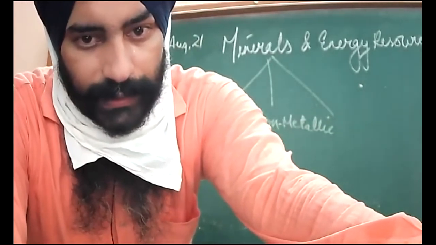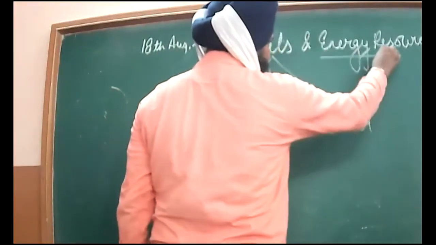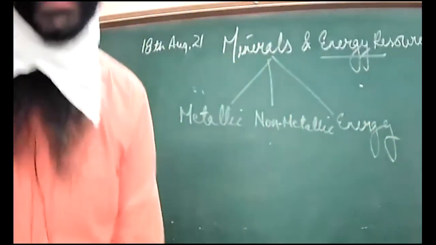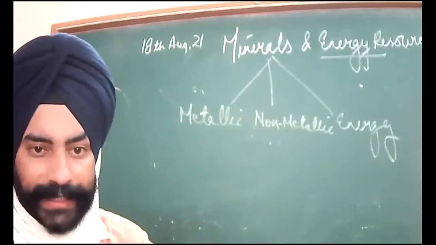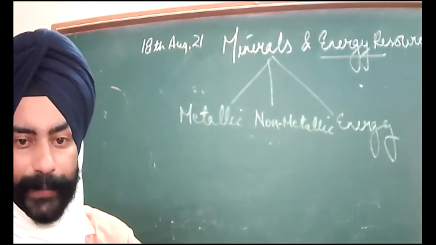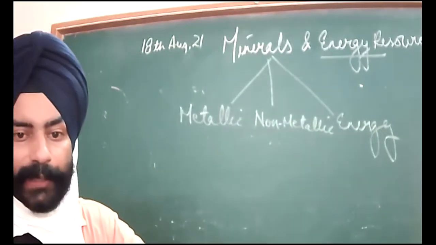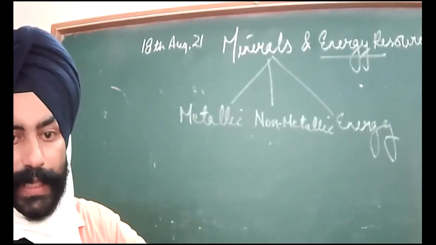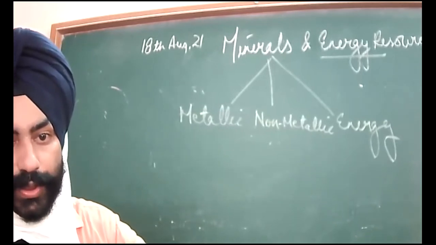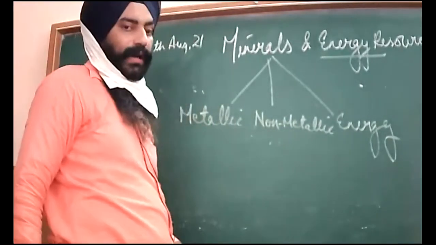And third, energy minerals, power minerals, because all these three kinds of minerals are generally extracted through the process of mining. Mining is an activity through which we can extract minerals beneath the layers of the earth's crust. Such processes are known as mining. So all these three, metallic, non-metallic, and energy minerals, are extracted through the process of mining.